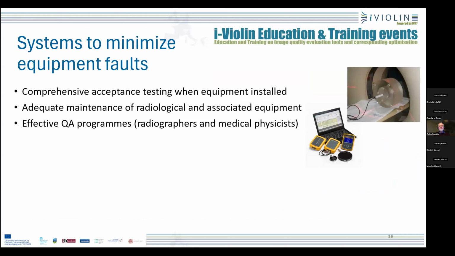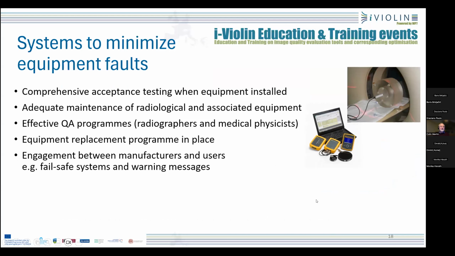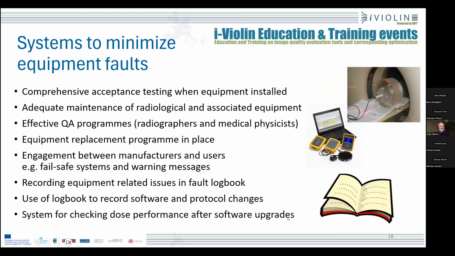And the systems to minimize equipment faults are the things that we should be doing routinely on all equipment: comprehensive acceptance testing, proper commissioning, adequate maintenance, have effective QA programs in place, have an equipment replacement program that ensures that the old equipment is replaced at the appropriate time. And it's also useful to have an equipment fault logbook. You can use the logbook to record any software and protocol changes, and have a system for checking the dose performance after software upgrades.